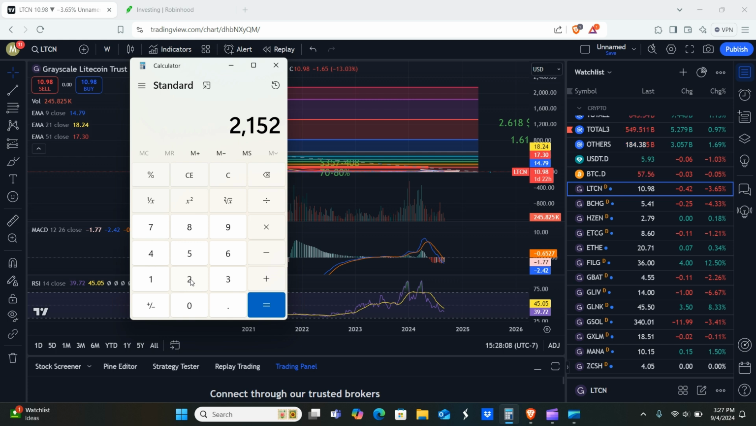Maybe LTCN does go to 3, 4, 5,000 a share. I don't know. I will tell you guys this based on my experience in crypto: the narratives usually run the market. So last cycle we had meme coins, we had metaverse, we had exchange tokens, and then I can't remember what else. I think those were the big three.